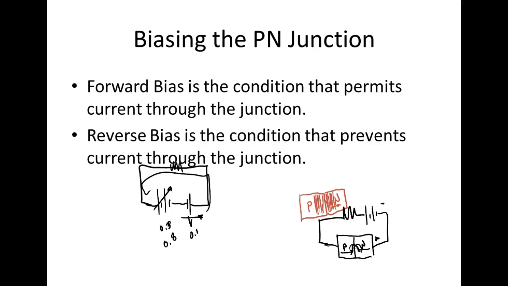If I reverse bias it, I'm going to put the positive toward the cathode, I'm going to put the negative toward the anode, and it acts like an open switch. I didn't say it is, right? I said it what? Acts like.